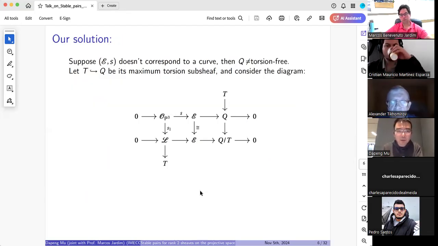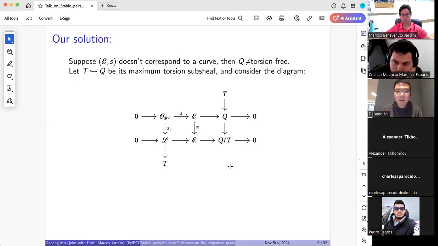So further, suppose we have an unsaturated pair, meaning the co-kernel of the pair, Q, is not torsion-free. So we consider the natural torsion subsheaf T, the maximum torsion subsheaf. So Q modulo T would be torsion-free. We consider the composition from E to Q and to Q quotient by T. And then we let L be the kernel of this composition, as shown in this diagram.